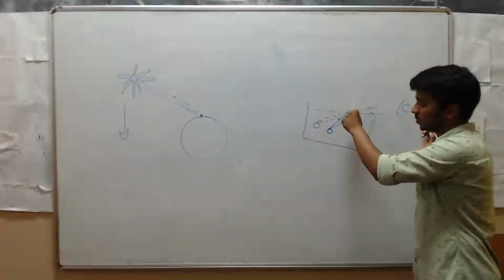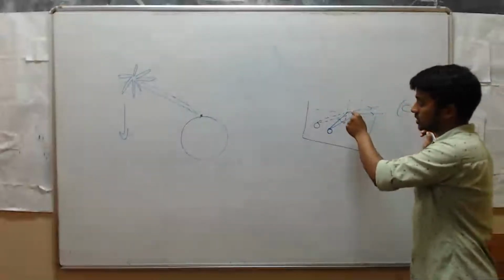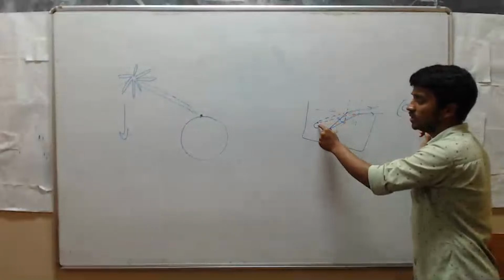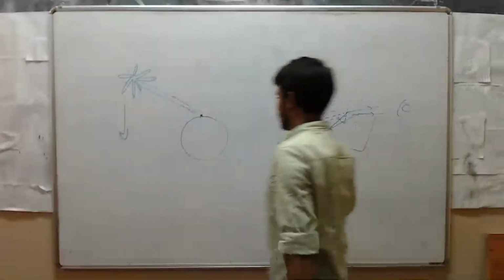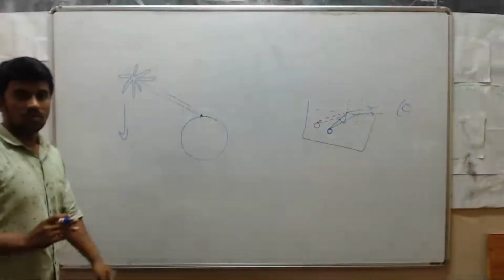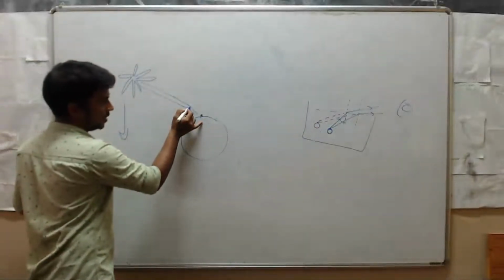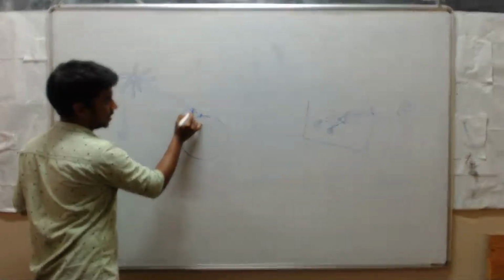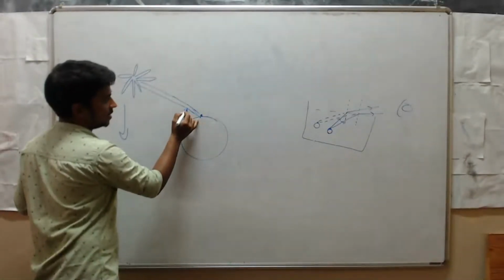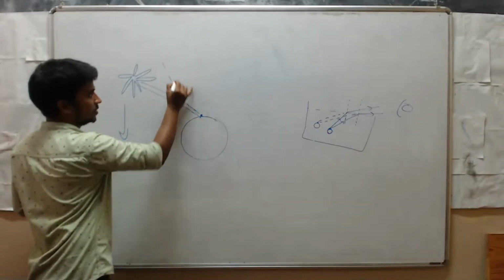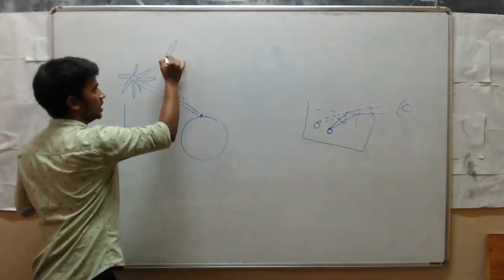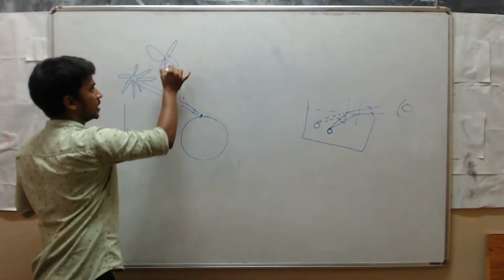Okay, for our eyes, these rays just look like they are coming from this point. The same process takes place here also. So what will happen to the rays? Here the rays are bent, and for our eyes, it looks like these rays are coming from this point. So that's why the star's position looks like it is here.